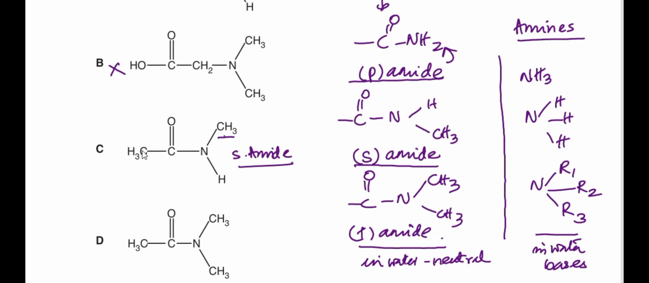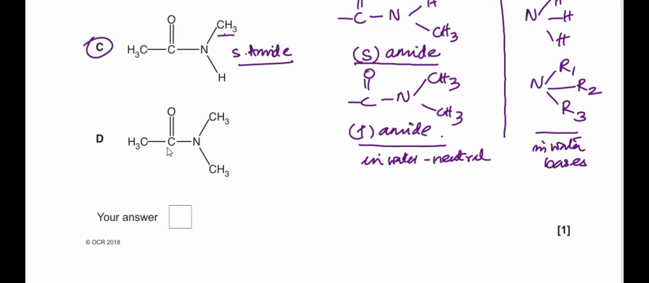That's what we are looking for. So C is the option. Let's look at D also before we go. So here the nitrogen atom is linked with the carbonyl group. Therefore, it is an amide. Both the hydrogen atoms have been replaced by the alkyl groups. So it is a tertiary amide, and that's not what we want. Therefore, the answer is C.